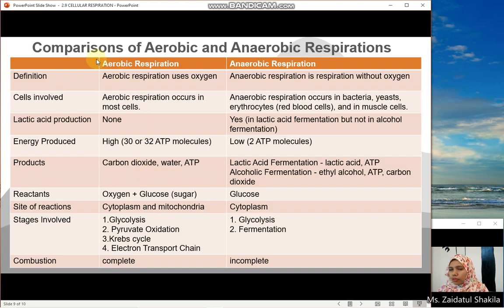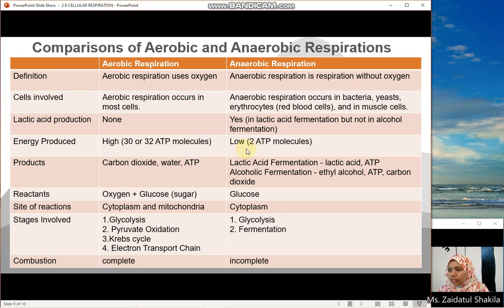Alright, so this is the comparison of aerobic and anaerobic respiration. Aerobic respiration is a respiration that uses oxygen, while anaerobic respiration is a respiration that does not require any oxygen. Cells involved in aerobic respiration are mostly all cells, while anaerobic respiration occurs in bacteria, yeast, erythrocytes, also known as RBC, and in muscle cells. In aerobic respiration, there is no lactic acid production, while there is production of lactic acid in anaerobic respiration in lactic acid fermentation. The energy produced in aerobic respiration is high, 30 to 32 ATP, while there is a low production of energy in anaerobic respiration, which is 2 ATP via glycolysis only.